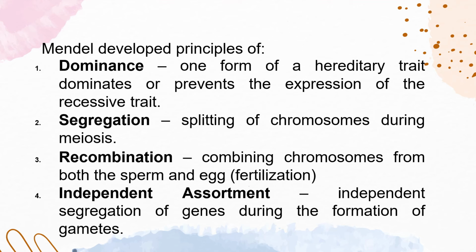Mendel developed principles of 1. Dominance. One form of a hereditary trait dominates or prevents the expression of the recessive trait. 2. Segregation. Splitting of chromosomes during meiosis. 3. Recombination. Combining chromosomes from both the sperm and egg during fertilization. 4. Independent assortment. Independent segregation of genes during the formation of gametes.